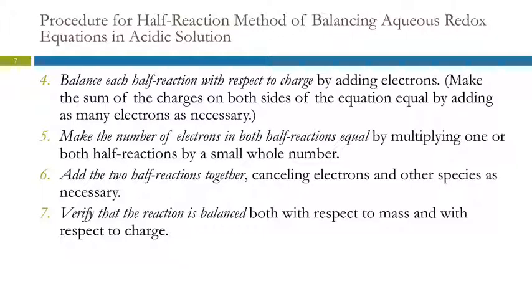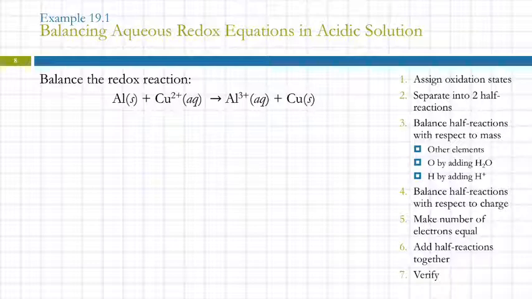Then we balance with respect to charge by adding electrons. And we decide that by looking at the overall charge on each side of the arrow, and we add electrons as necessary to cause the charges to be equal. Then we're going to make the number of electrons in each half reaction equal. And then we're going to add them together. The electrons will cancel out, and sometimes some of the other stuff will cancel out as well. And then we should always check at the end. Okay, so now I've read you the rules for the board game. Now we'll practice and play, and it'll hopefully begin to make sense.